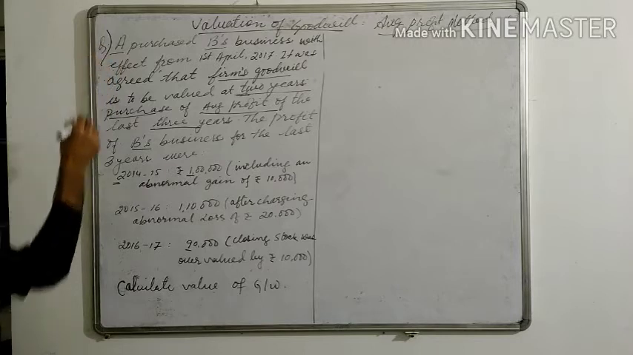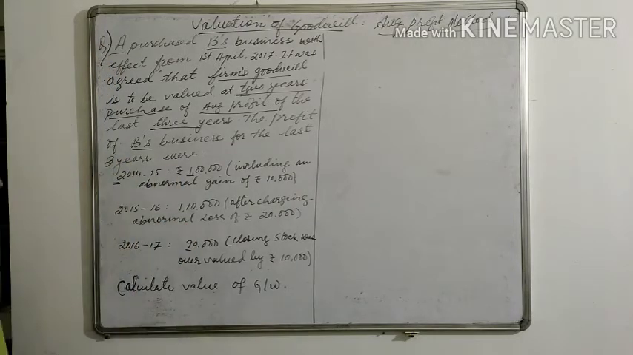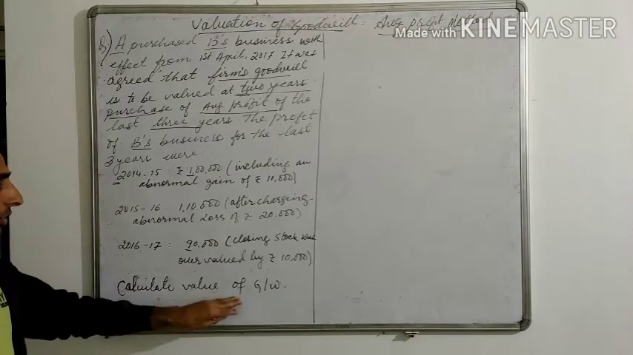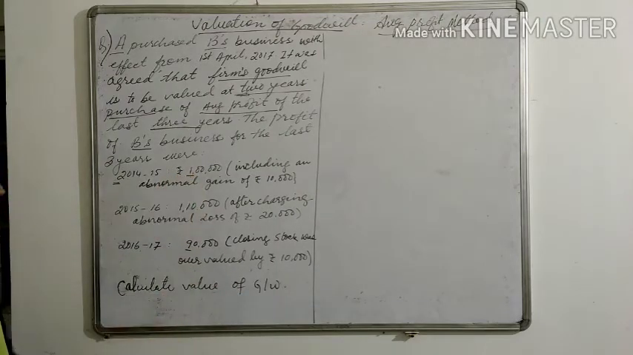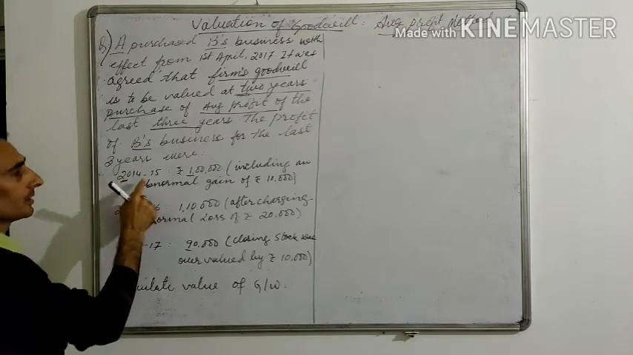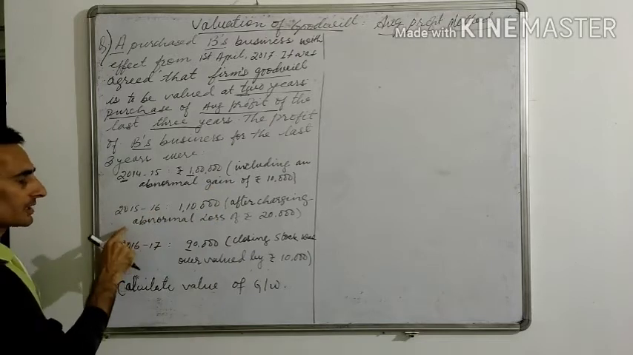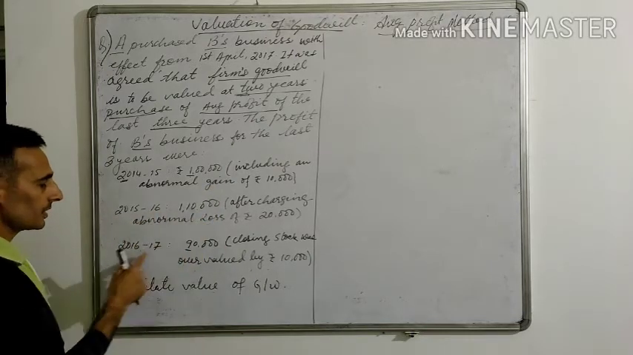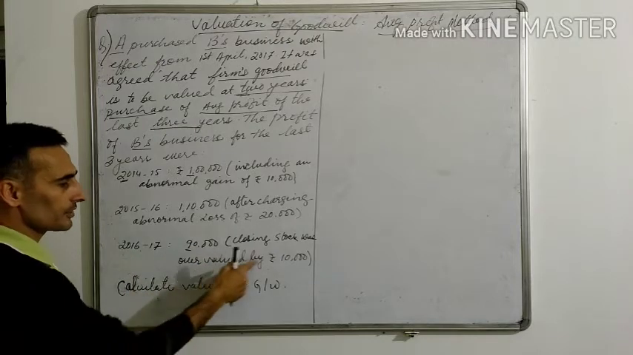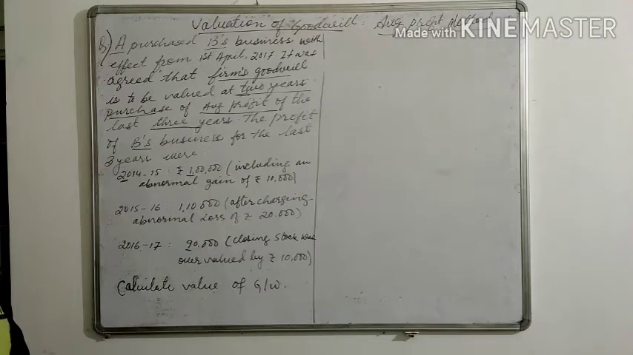Here I take another question on the average profit method, to give you an idea of how to calculate the value of goodwill when there are adjustments with regard to the profit in the question. Like, the profit of 2014-15 includes abnormal gain, the profit of 2015-16 is calculated after charging abnormal loss, and in 2016-17 there is overvaluation of closing stock. All this affects the future profit.